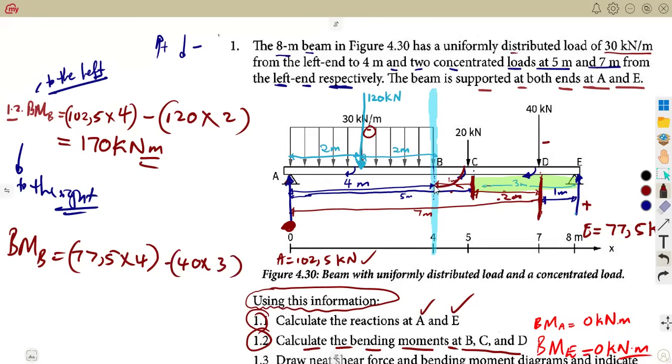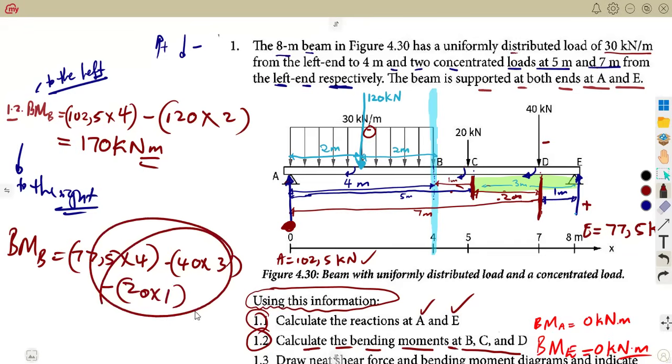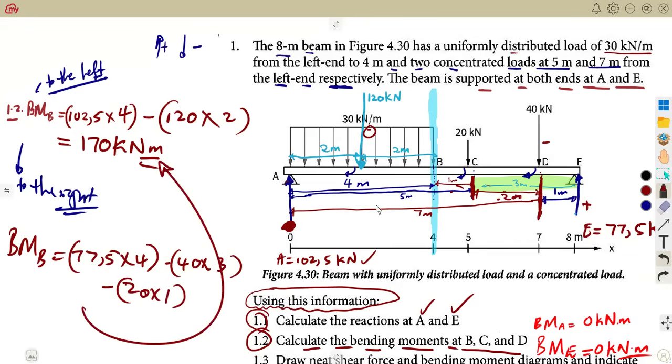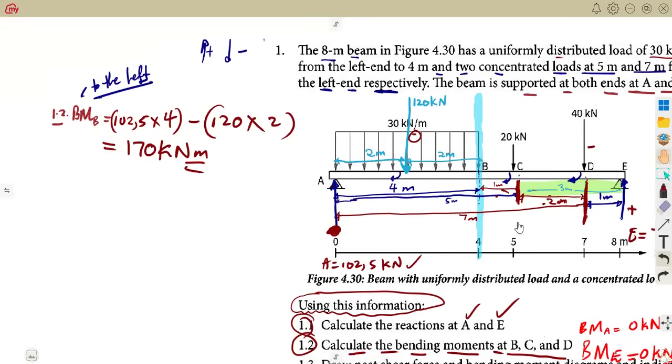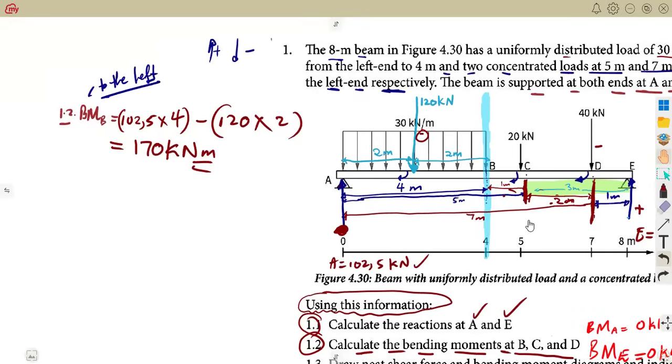Then 20 back to B. There's another force there, force times distance. So it's going to be minus 20 times the distance back to B, that's 1 meter. So that's 20 times 1. You combine all this part, and it was still going to give us the same answer of 170 kilonewton meter. So that's in your hands. It's in your hands to calculate the bending moments, guys. How are you going to have this?